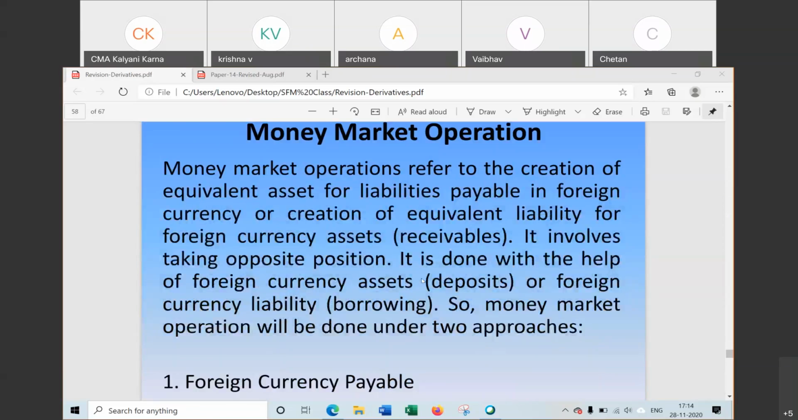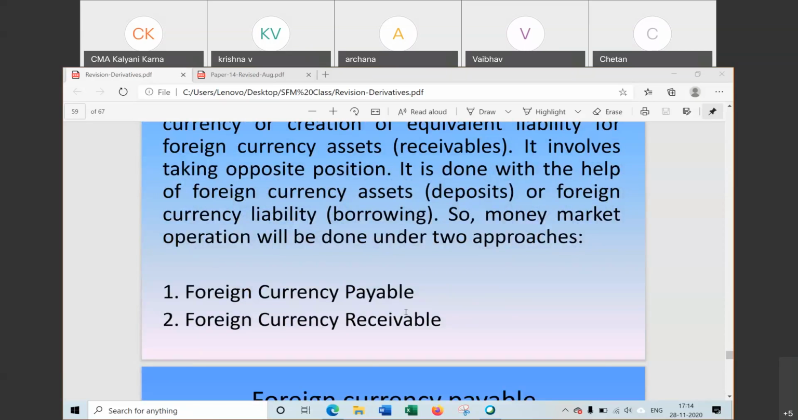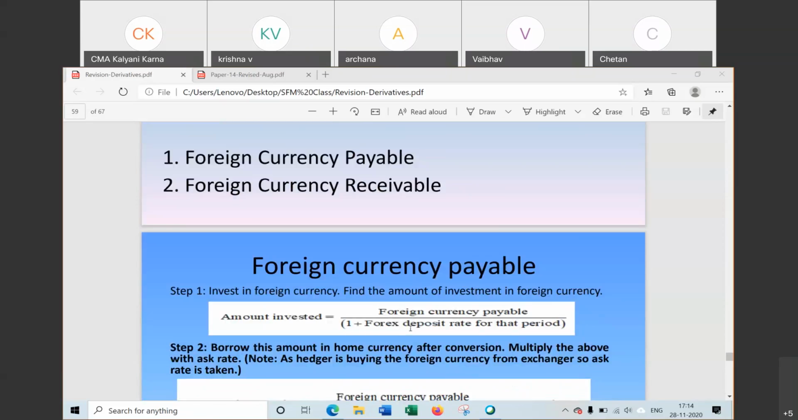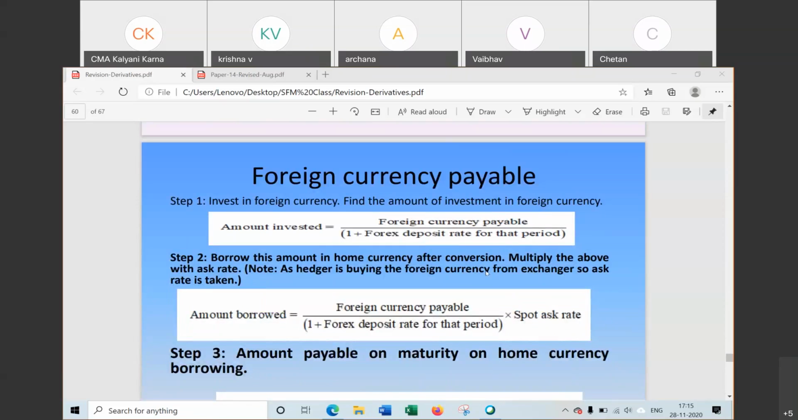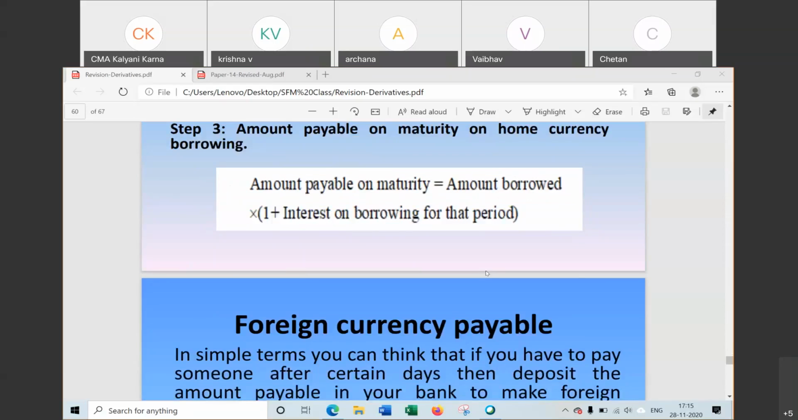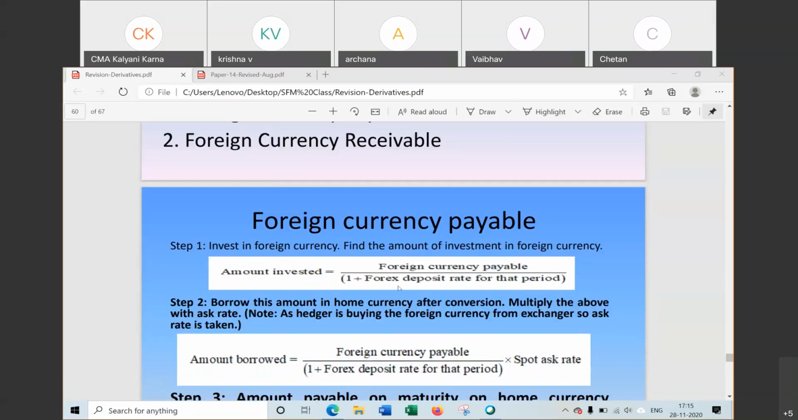Now money market operation, that is foreign currency payable and receivable. Foreign currency payable, amount invested. Basically there are three steps in foreign currency payable. Foreign currency payable means we have to pay foreign currency after a certain period of time. So step 1, find the amount invested. To hedge the foreign currency payable, the opposite action will be taken, that is investment in foreign currency.